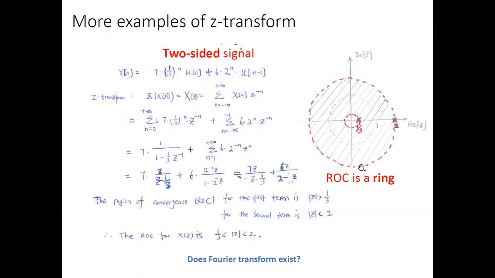And here I would like to ask a question: whether the discrete time Fourier transform for x of n exists. So can someone quickly type in the chat window whether it exists or not? Yes, okay. That's because of our previous result. When the ROC contains the unit circle, the Fourier transform exists. The unit circle with radius one is between 1/3 and 2, so obviously contained in the ROC.